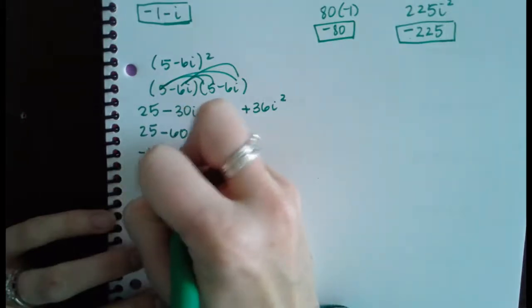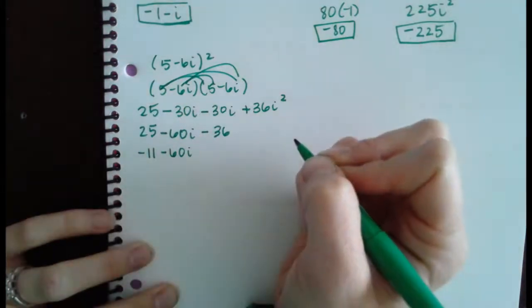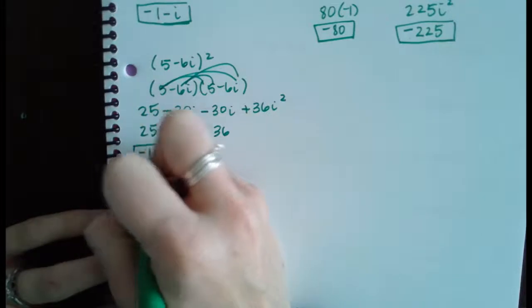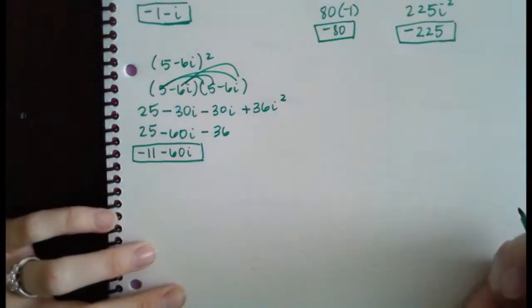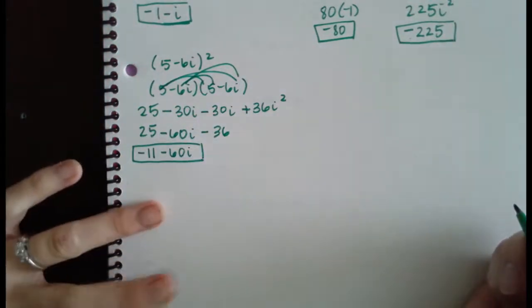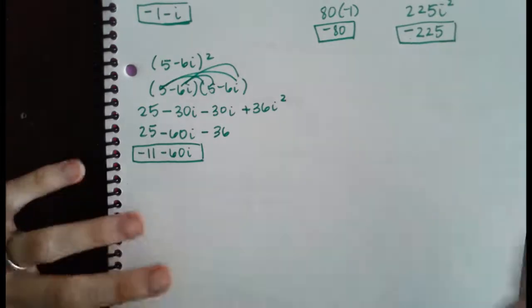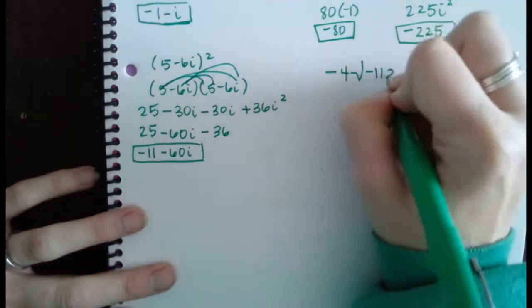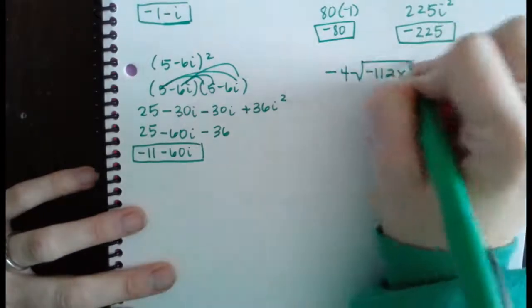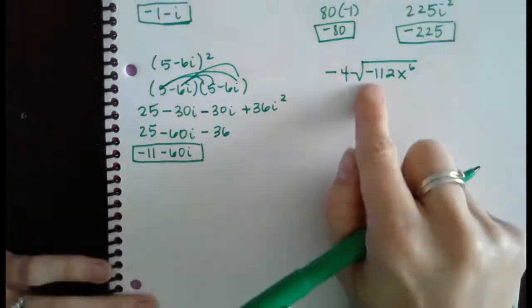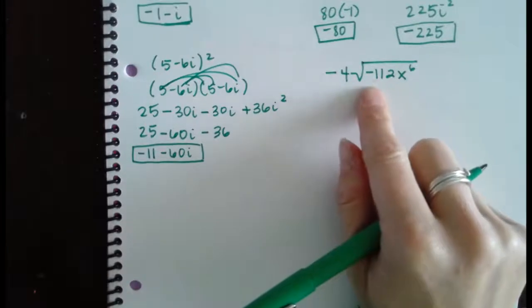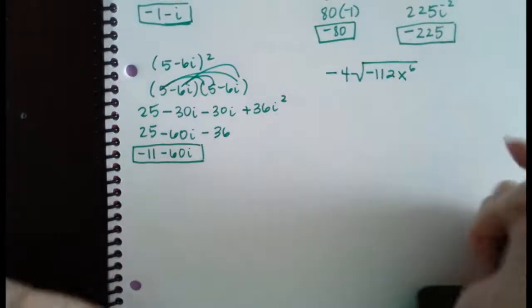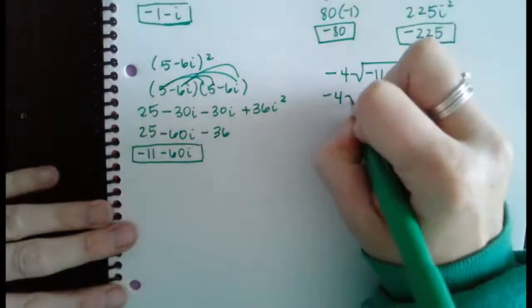Okay, let's see. If I had a problem that looked like this, with an imaginary piece, I'm going to rewrite this. So this is really -4 times the square root of -1 times the square root of 112, times x to the 6. So these guys are all getting multiplied. Keep my -4. My square root of -1 is going to become i.